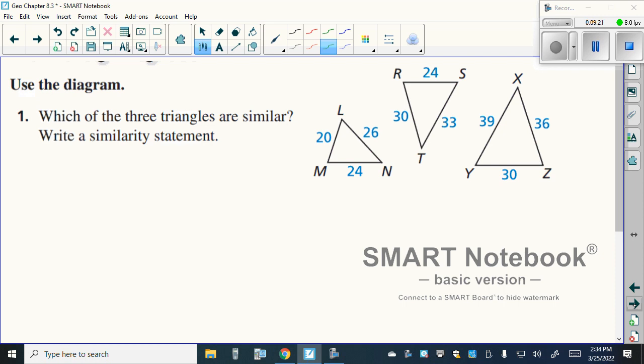All right, let's look at the next one here. Which of these 3 triangles are similar? So 2 of them are similar to each other. We've got to figure out which ones because they didn't tell us anything this time. So we can pick 2 of these triangles to try first and then go from there.